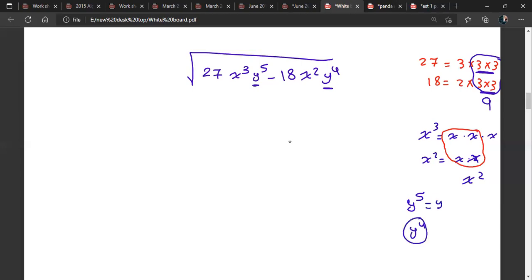Did you make it like this? y, y, y, y, y. And here we have 4y. So the common here is 4y.